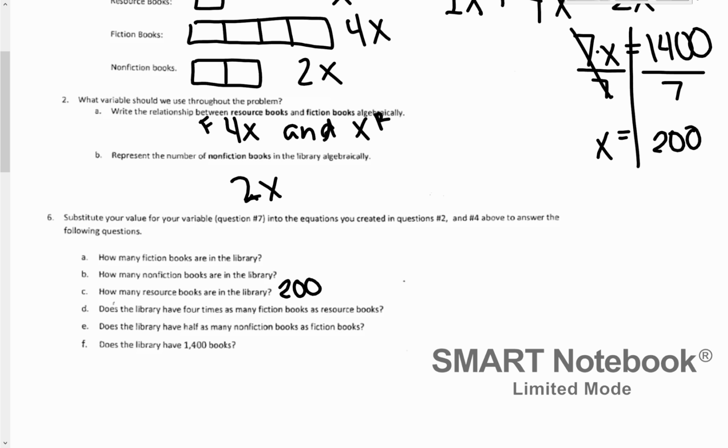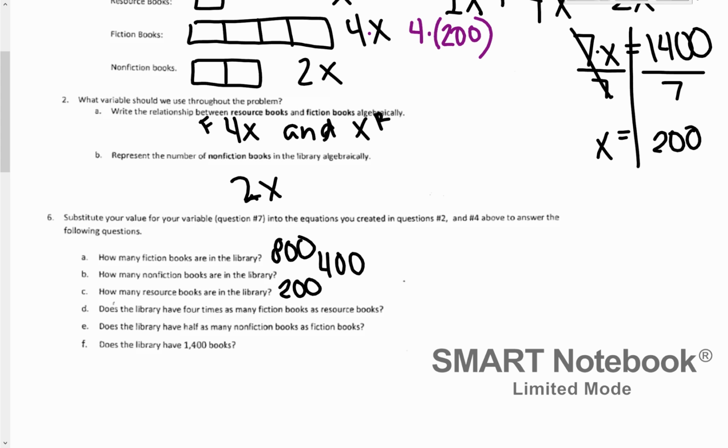Then they're going to ask us how many fiction books there are. Well, if X is 200 and fiction is 4X, we would do 4 times, and instead of doing 4 times X, we do 4 times 200, because X equals 200, to get how many fiction books there are. So fiction books in the library would be 800. Nonfiction, you could go back to the 2 and do 2 times 200, or you could remember that there was half as many nonfiction. So we could just say 400. Either way, you'd end up with 400 as your answer.